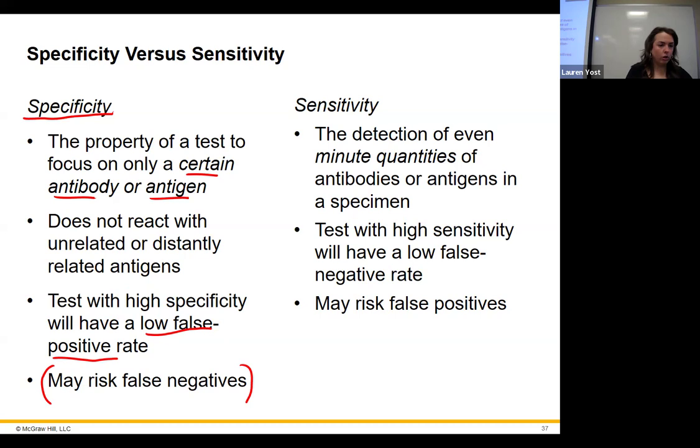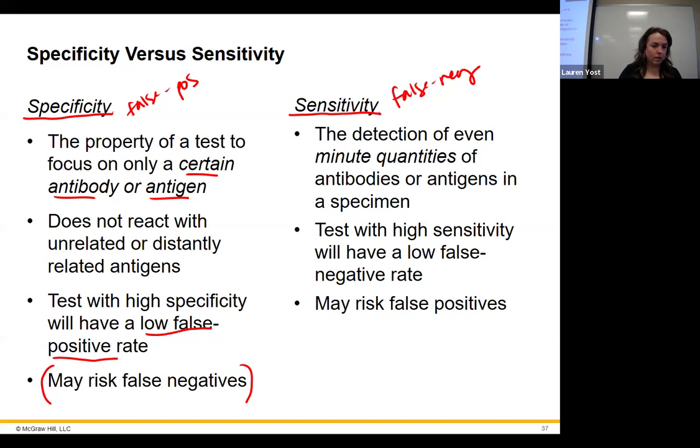Sensitivity. So this one depends on false negatives, whereas specificity depends on false positives. Sensitivity is detecting even the most minute quantities of that antigen or whatever you're looking for. So if it's very highly sensitive, you will not have any false negatives. You should be detecting even the tiniest little speck of the antigen or antibody.